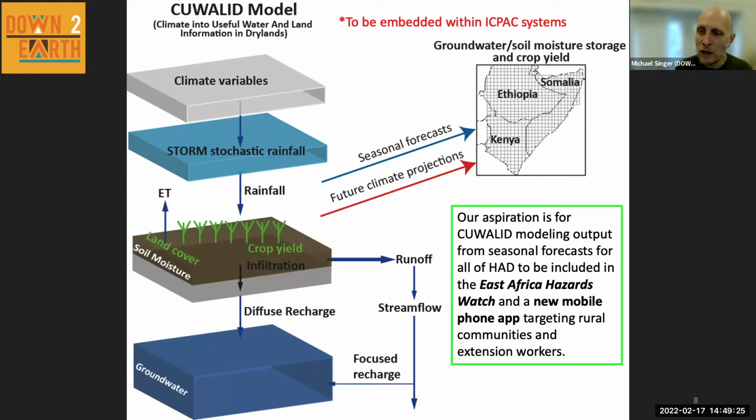Now, this modeling framework is flexible enough to be driven both by seasonal forecasts, which we'll highlight today, but also by future climate change projections. And the idea is that we can generate a whole load of relevant outputs on groundwater, soil moisture storage, crop yields, et cetera, across a broader region. And our aspiration is to have this included explicitly and regularly for the whole region within the East Africa Hazards Watch, a desktop app that is currently rolled out, but starting to develop further, and within a new mobile phone app that targets rural communities and extension workers.